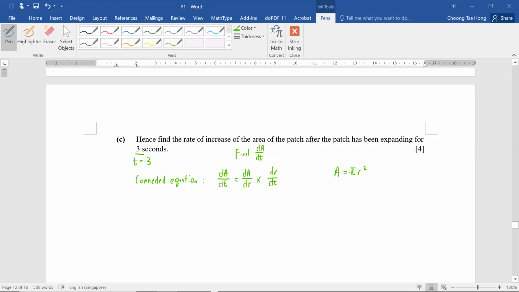So what we can do is differentiate A with respect to r, and that will allow us to find dA/dr. It's very easy to differentiate pi r square. We just bring the 2 down and then reduce the power by 1. So dA/dr is 2 pi r. Okay, so we're going to insert this inside the connected equation. So 2 pi r, then dr/dt.